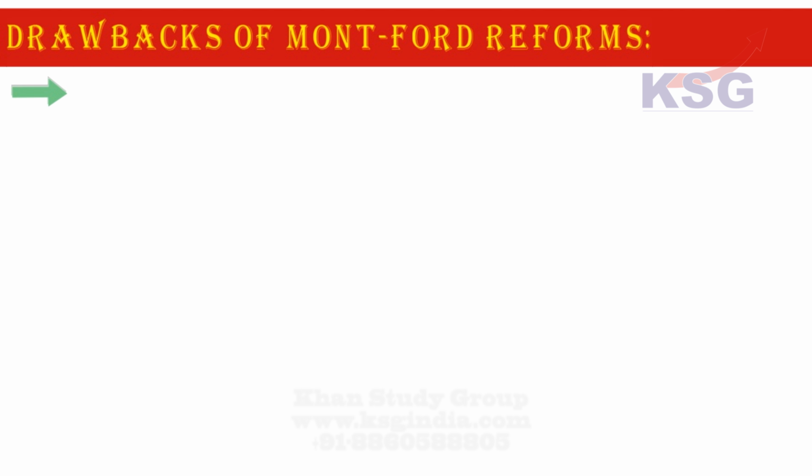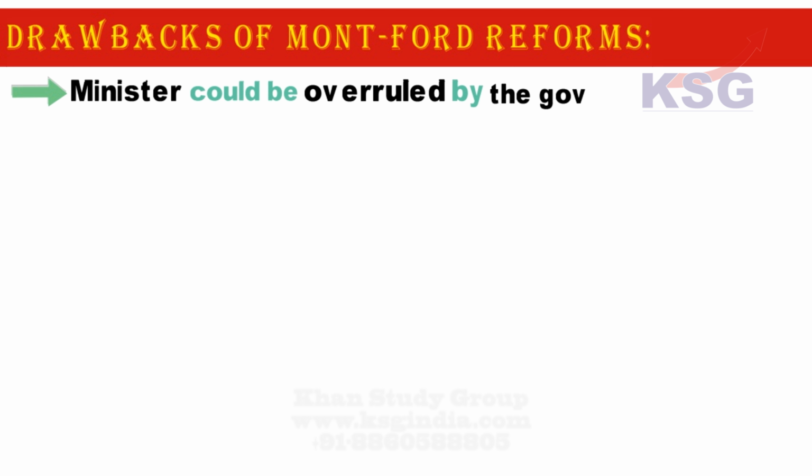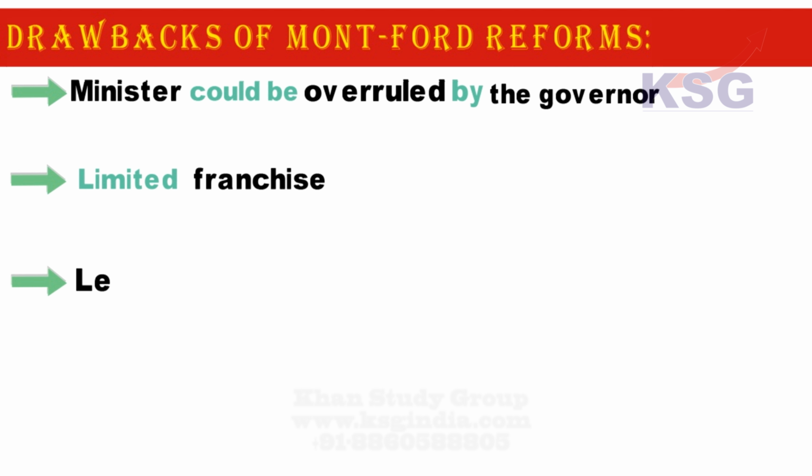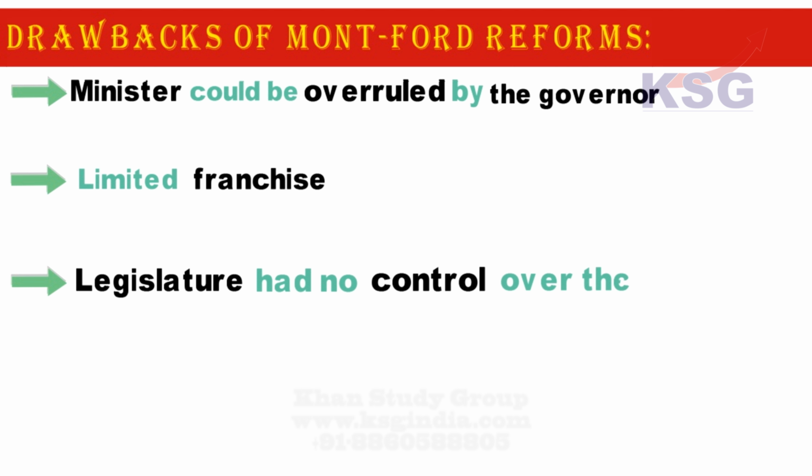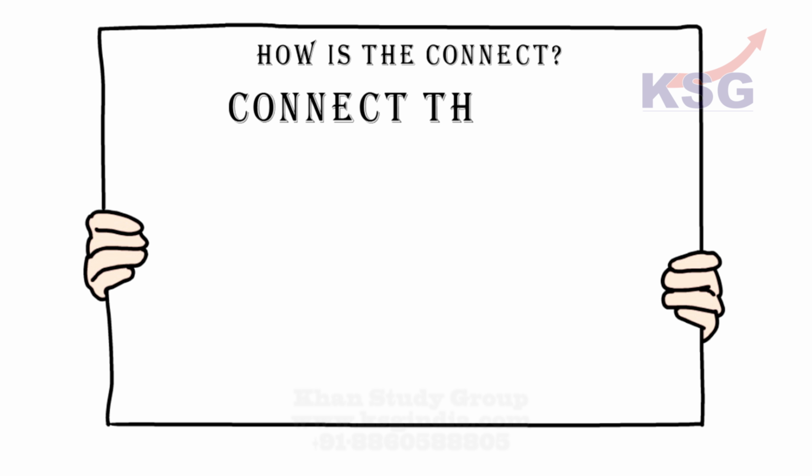Some of the drawbacks associated with them are: ministers could be overruled by the governor on any matter that the latter considered special. Franchise was very limited. At the center, the legislature had no control over the Governor-General and his executive council. This could be connected to GS Paper 1, Modern Indian History.